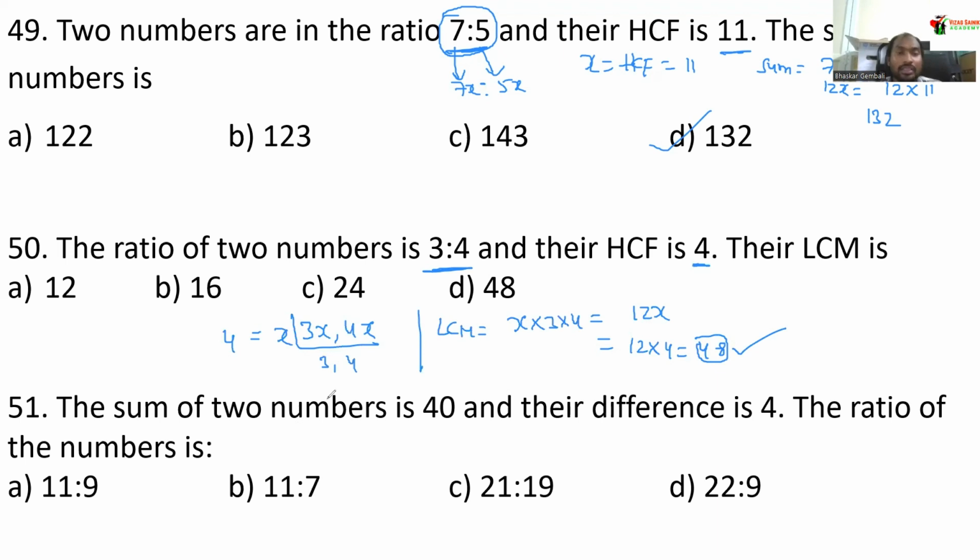Next one. The sum of the two numbers is 40 and the difference is 4. The ratio of the two numbers. The sum of the two numbers is 40, the difference is 4, and we need the ratio of these two numbers.